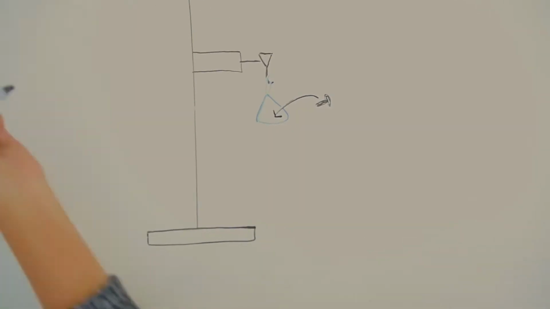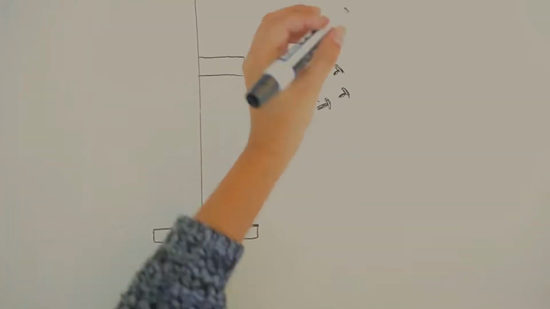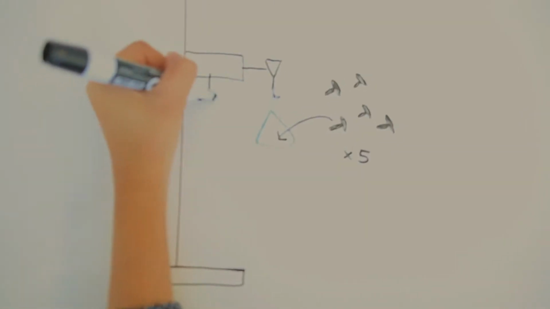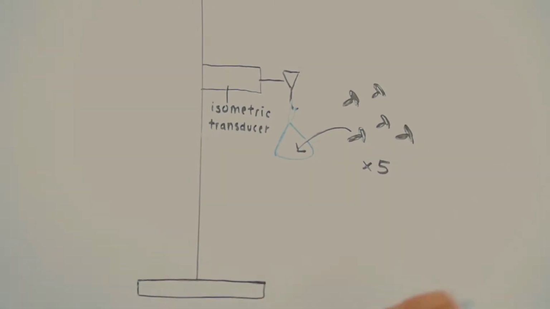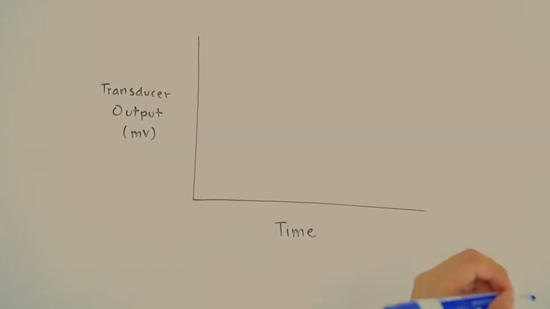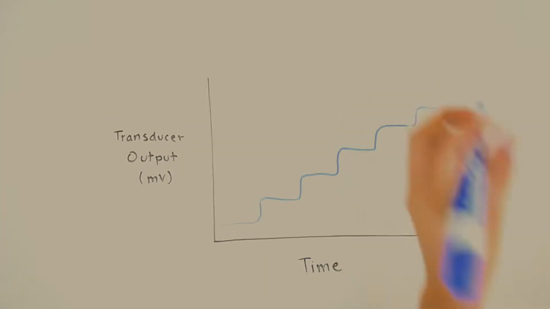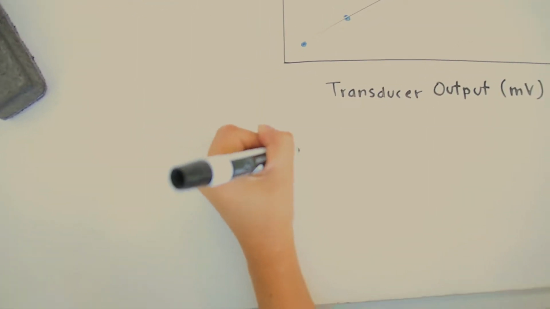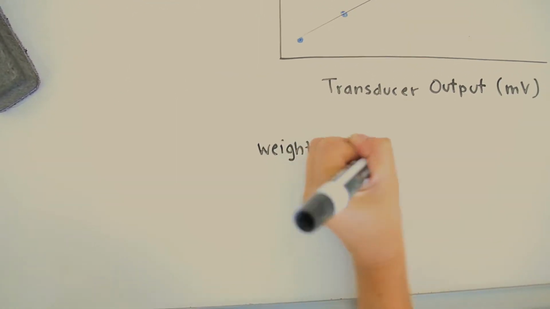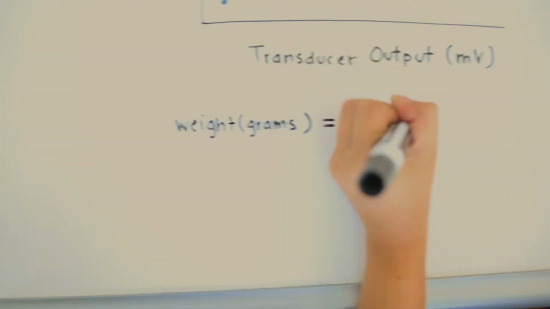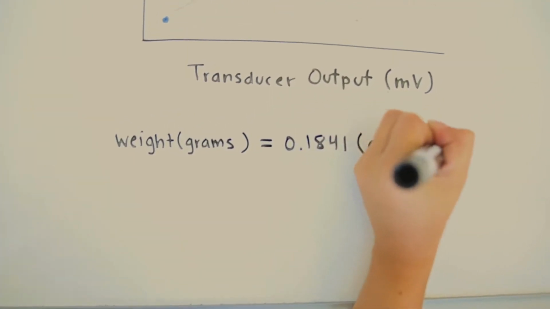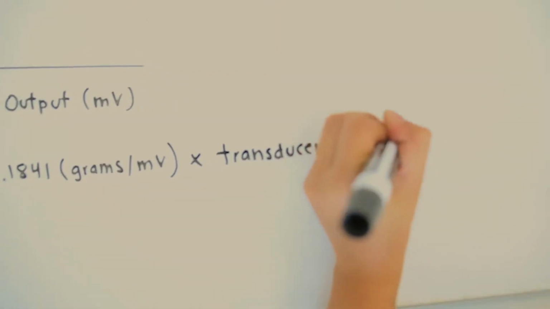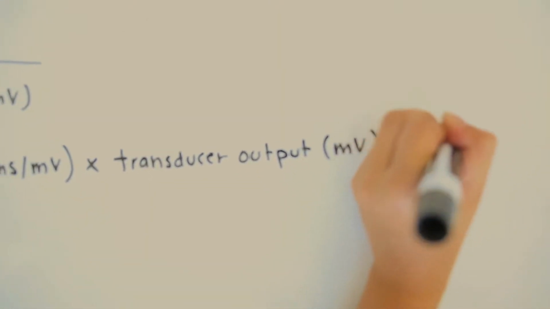The transducer was calibrated by adding weights in 10 gram increments until a total of 50 grams was reached. The lowest transducer output value for each added weight increment was plotted against its corresponding weight value, eliciting this calibration curve. A linear regression was observed, giving the calibration equation: weight in grams equals 0.1841 grams per millivolt times transducer output in millivolts, with the y-intercept of 75.518 grams.